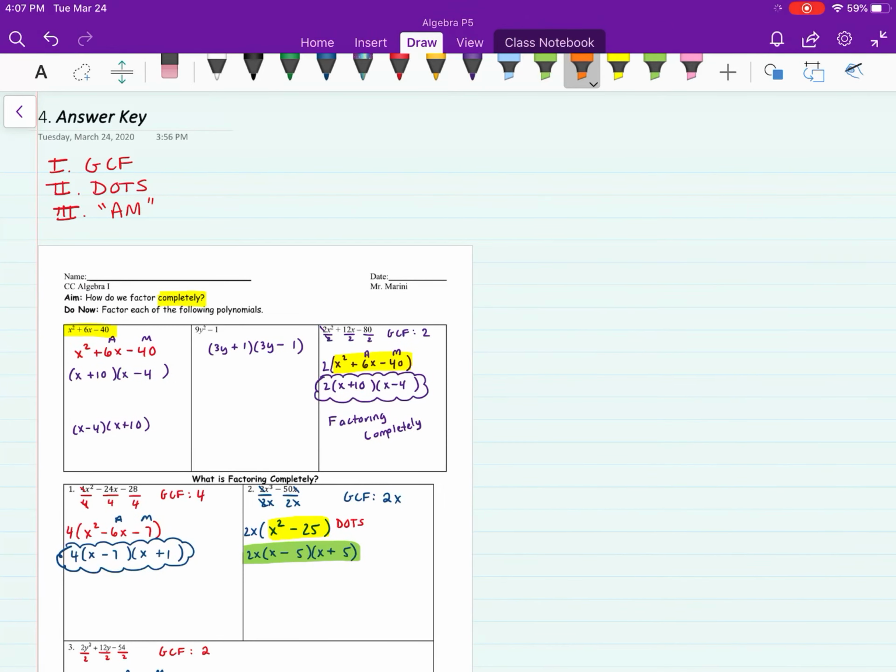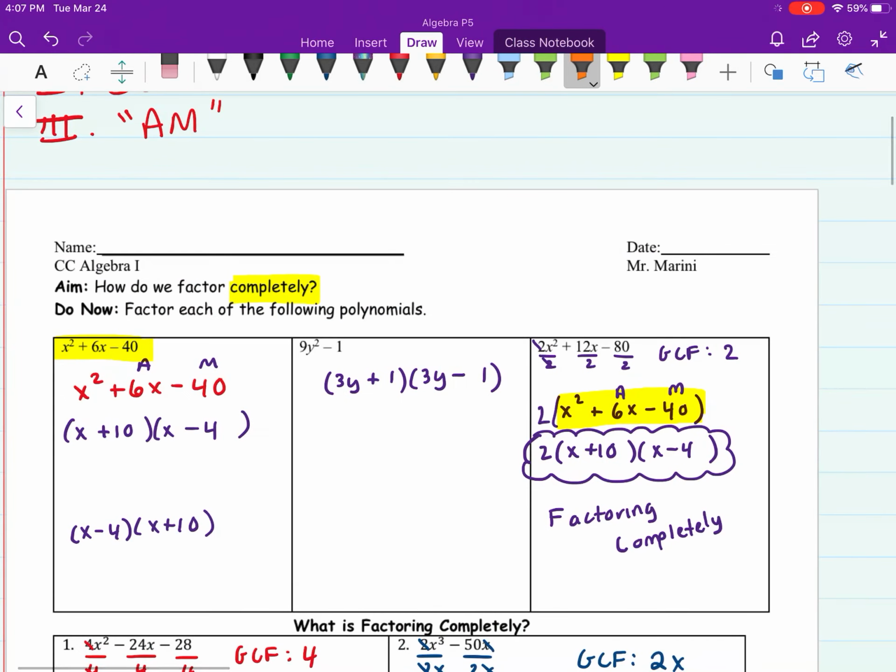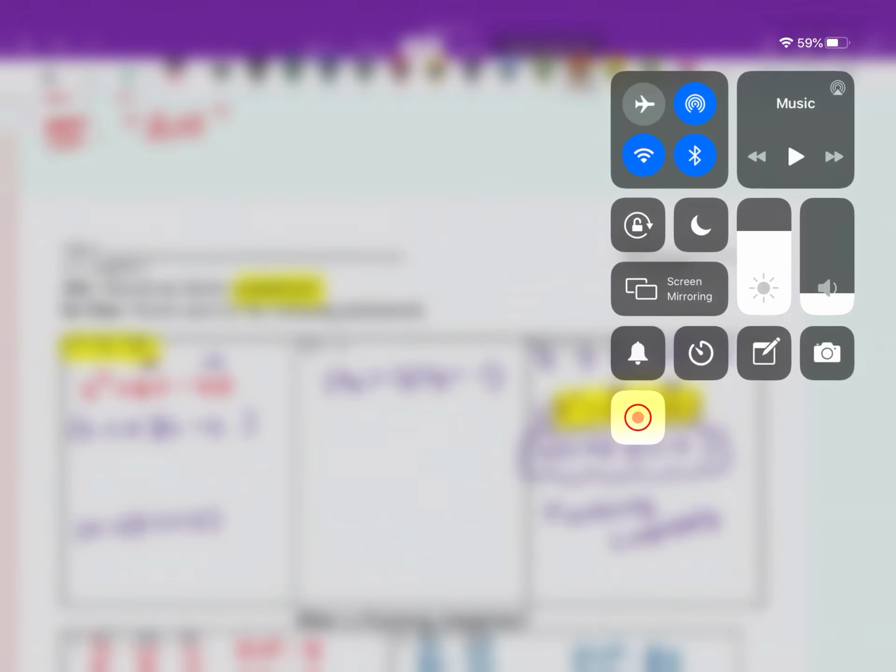And now that I've taught you all the ways of factoring that you need to know for right now, I'm going to go ahead and make some sort of assignment, but I'll let you guys know what that is when I make it.